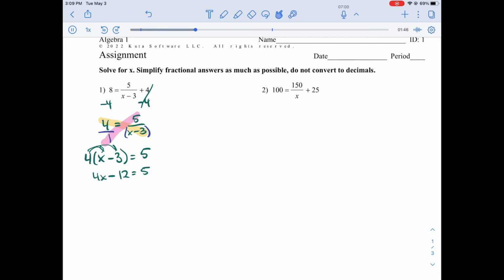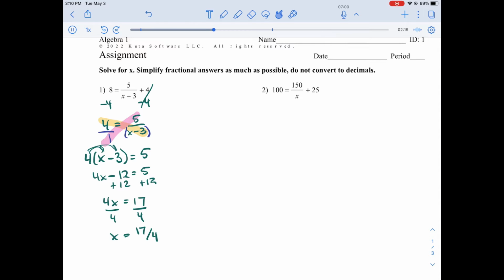So we have now 4x, and we need to isolate that before we can get rid of that 4. So let's add 12 to both sides. Now we have 4x equals 5 plus 12, that's 17. And divide by 4, we have x equals 17 fourths. Now I know 17 is prime, so this is fully simplified.